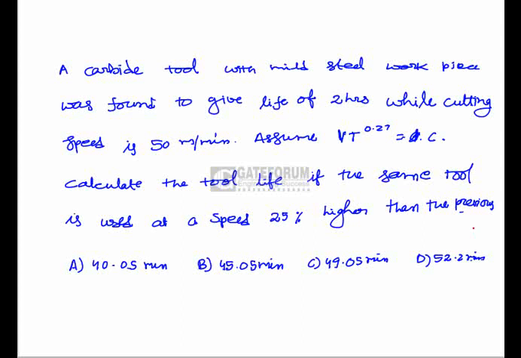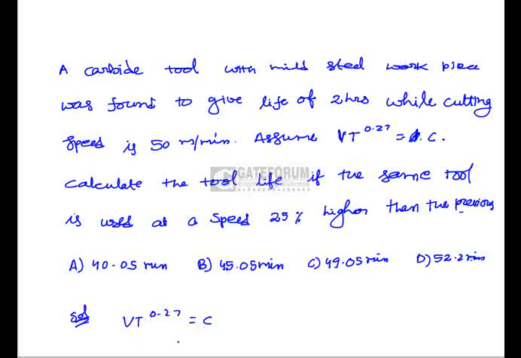A tool with a mild steel workpiece was found to give a life of 2 hours while the cutting speed is 50 meter per minute. Assume V t power of 0.27 is equal to constant. Calculate the tool life if the same tool is used at a speed 25% higher than the previous. Here the options are 40.05, 45.05, 49.05, 52.25, 52.2 in minutes.